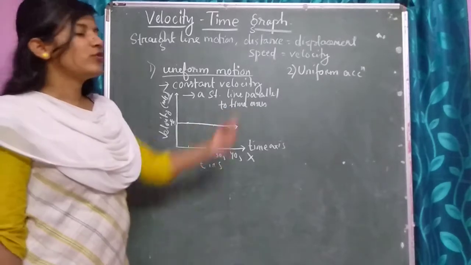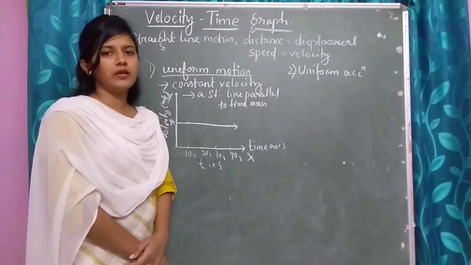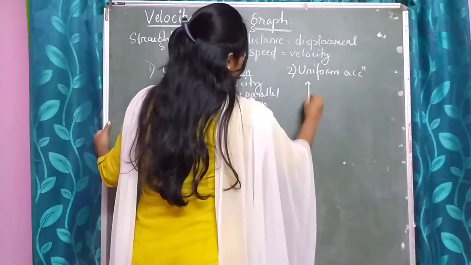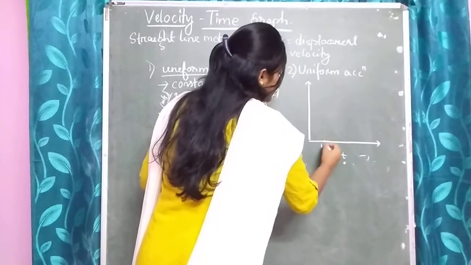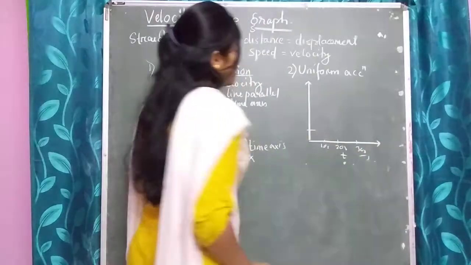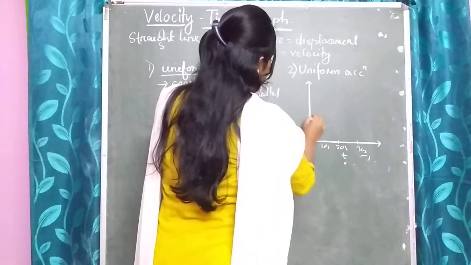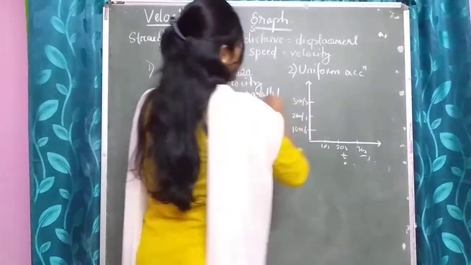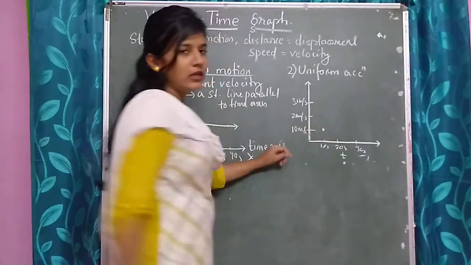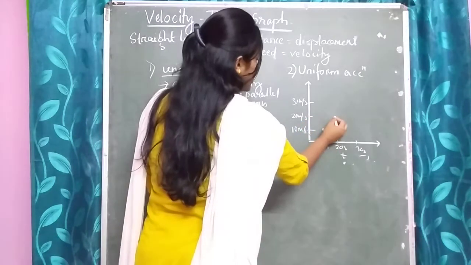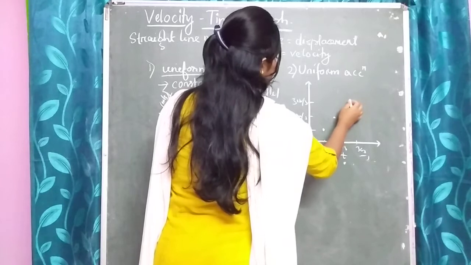Now let us draw the graph for uniform acceleration. Uniform acceleration means the velocity will increase equally in equal intervals of time. So if the time is 10 second, 20 second, 30 second, then the increase in velocity will also follow the same pattern. Suppose it is 10 meter per second, 20 meter per second, 30 meter per second. That means at 10 second the velocity will be 10 meter per second, at 20 second it will be 20 meter per second, and in 30 second the velocity will be 30 meter per second.